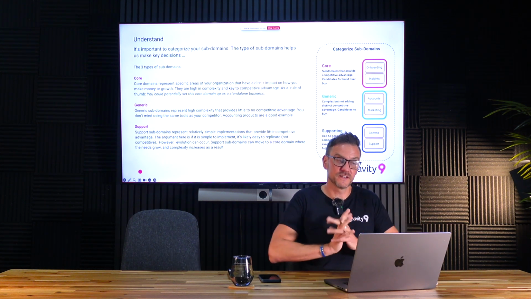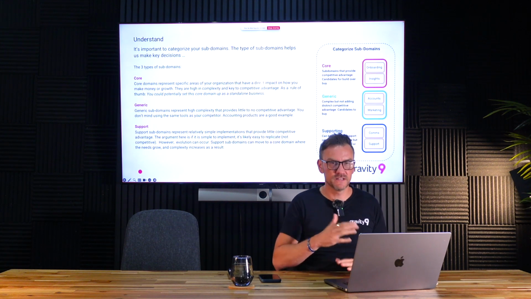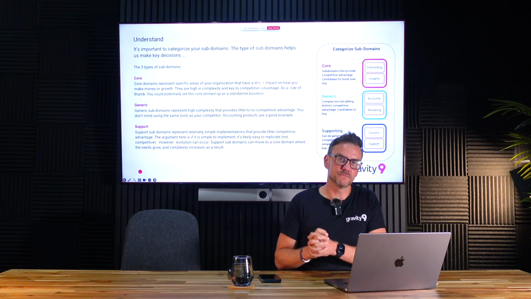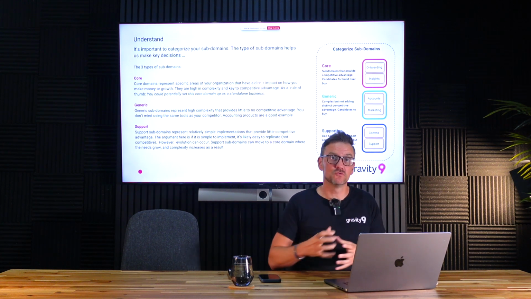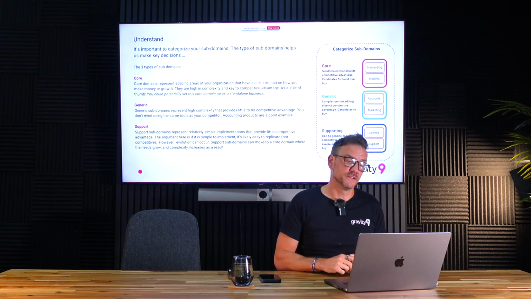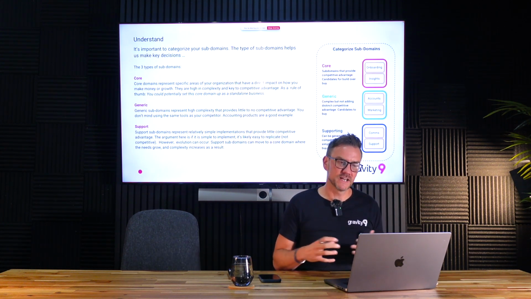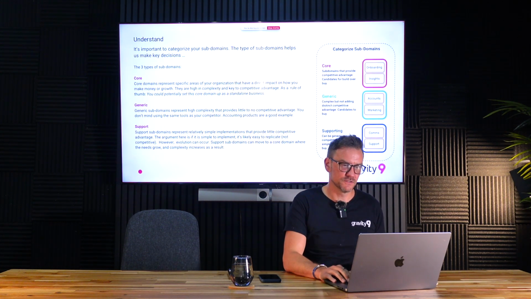So hopefully those three things make sense. Core is anything that's really core to your business and gives you competitive advantage. Generic is usually quite complex, but already done and quite generic. And then supporting is somewhere between. It's not complex, so you could build it or buy it, but it doesn't really add that much competitive advantage to your organization.